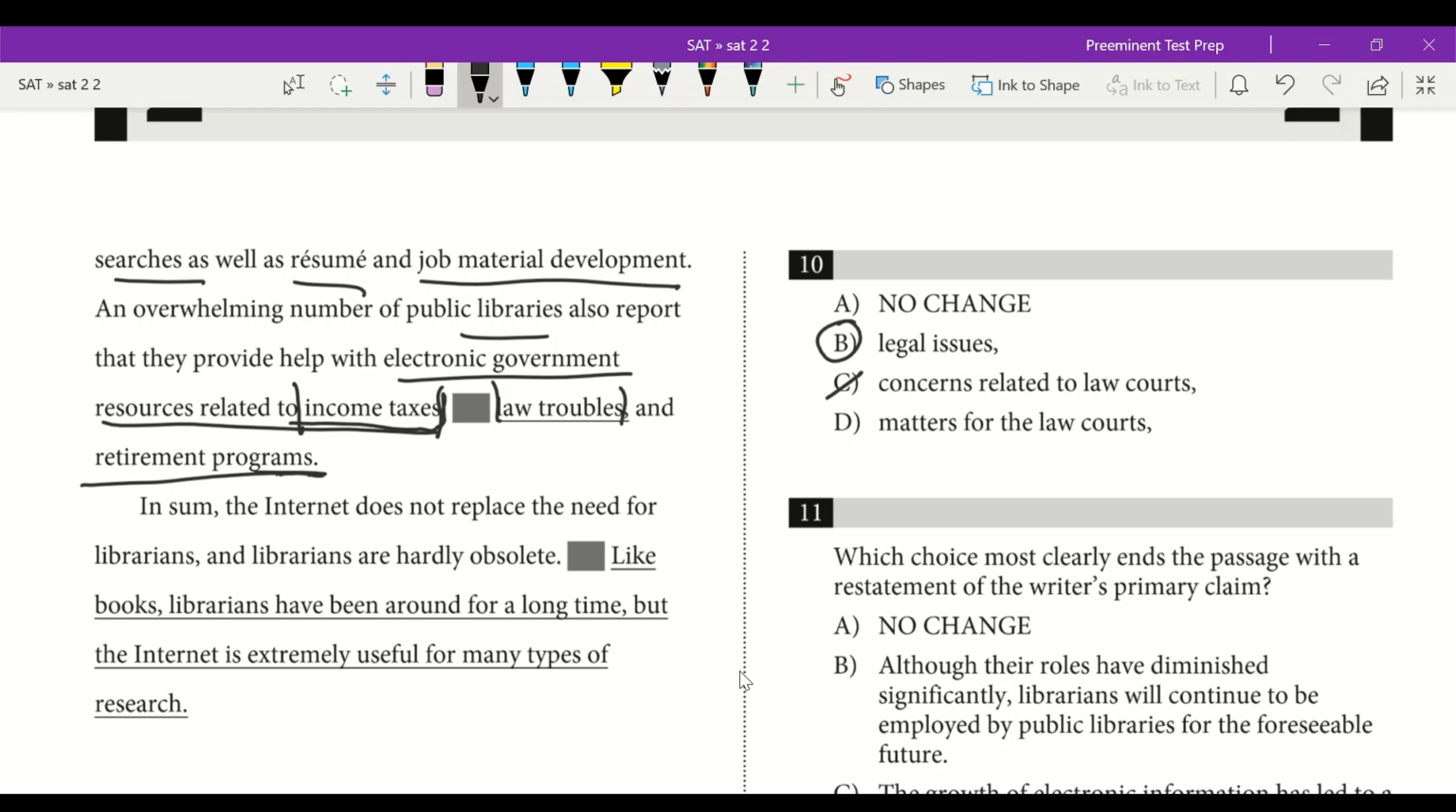And then we have matters for law courts. Once again, that's not being efficient with our word choice. And law troubles is just too informal for this, right? So it's going to be legal issues, B.